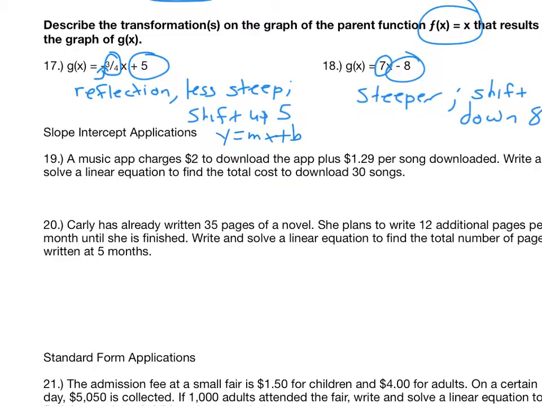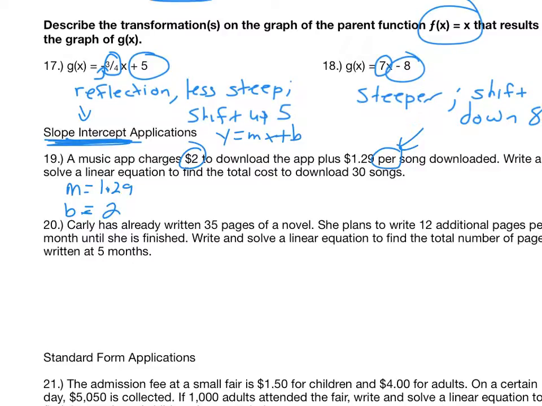So here we have a music app charges $2 to download the app plus $1.29 per song downloaded. Before we read the rest of the question, let's see if we can come up with an equation in slope-intercept form. And it is going to be in slope-intercept form because not only does it say slope-intercept form here, but we're dealing with a rate. We have that per song. So because we have that per song, we know our slope is going to be 1.29. Now, what's our b? What's our starting point? What's our constant? It looks like they charge a flat fee of $2. Okay? So your b is going to be 2.